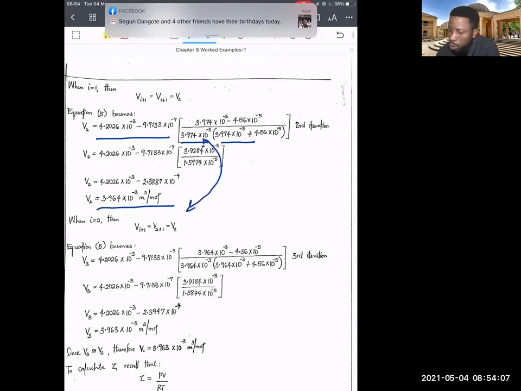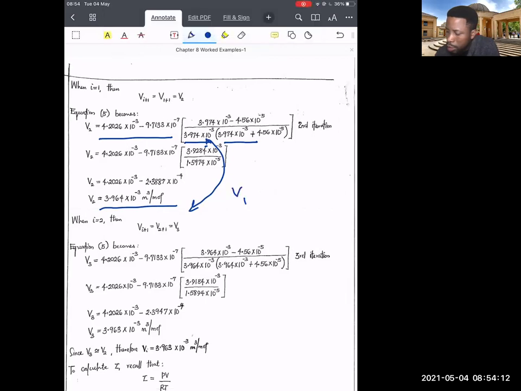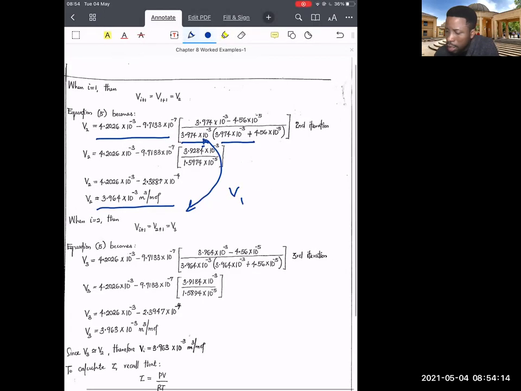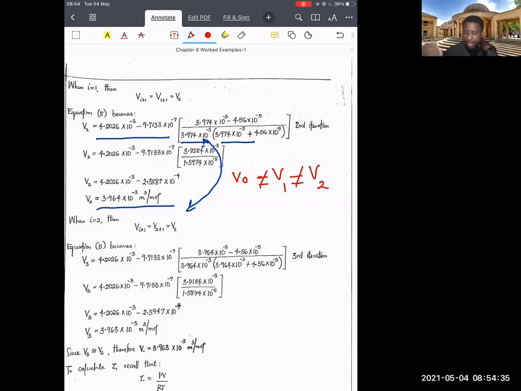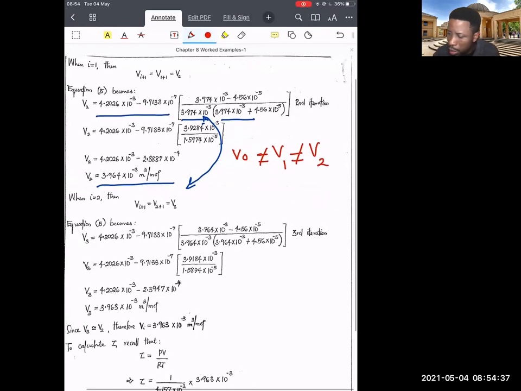So if you look at those values, they are not equal. Since we didn't do the previous one, let me put that clearly. We can say V naught is not equal to V1, is not equal to V2. But we can see a trend that it's decreasing. So let's move on.